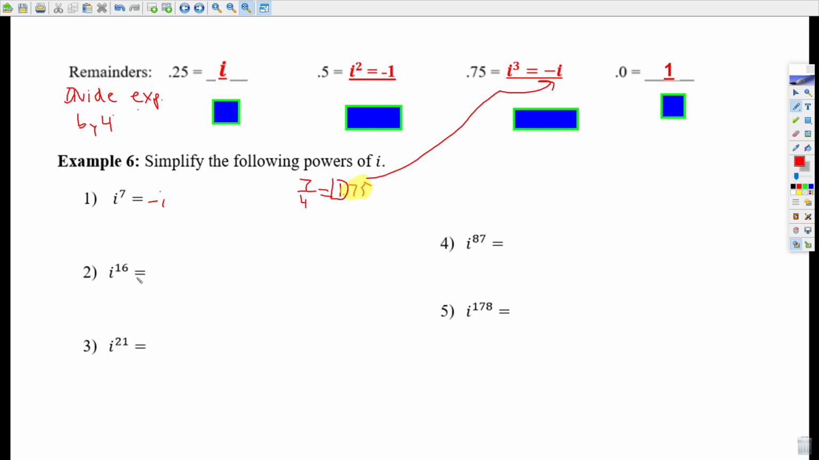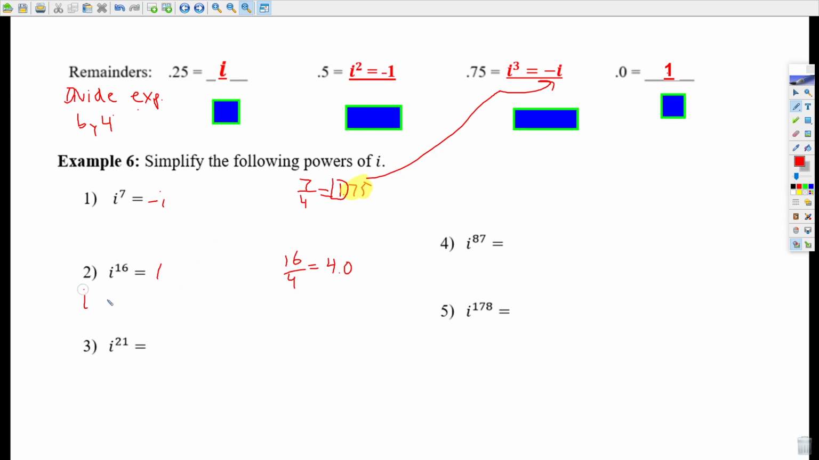Okay, so number 2 here, we're going to get to some bigger numbers. i to the 16th. If you take 16 divided by 4, 4 goes into 16 perfectly. It's 4. There is no remainder. And so which one does that match up with? This 0.0, because you can write this as 4.0. So that means the answer is 1. You would keep going through the cycle. Every 4 gives you the answer 1. So i to the 16th is 1.